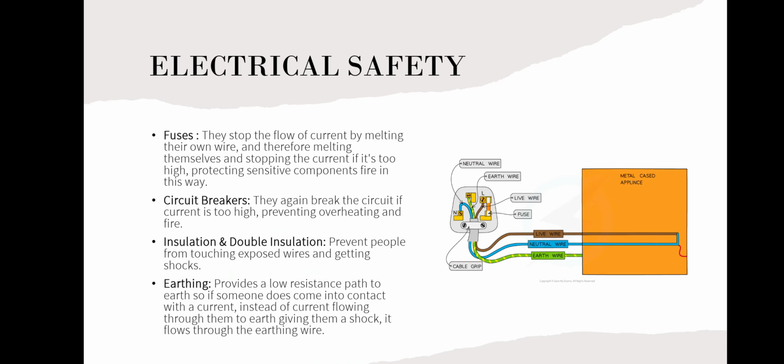Next up is circuit breakers. Now they also break the circuit if the current is too high, again preventing overheating and fire. Next is insulation and double insulation. They prevent people from touching exposed wires and getting electric shocks.